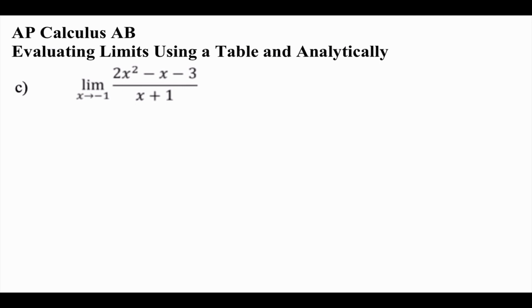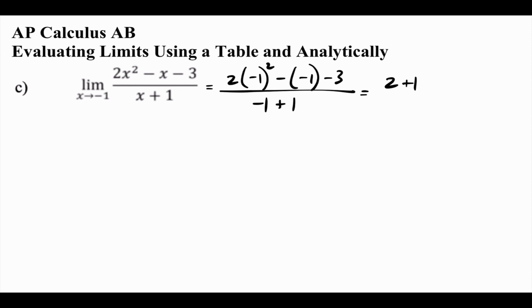All right, so let's plug in -1. Everywhere I see an x, I'm going to plug in -1. That's my first thing. So 2 times -1 squared minus -1 minus 3 on top, -1 plus 1 on the bottom. Okay, I got to do my order of operations now. So this is going to be 2 plus 1 minus 3 over 0, which is 0 over 0.